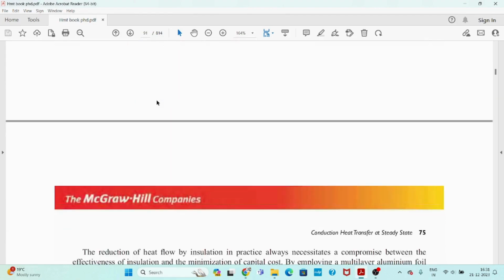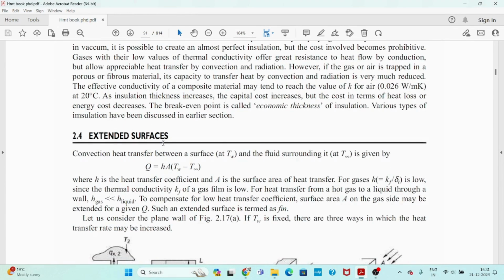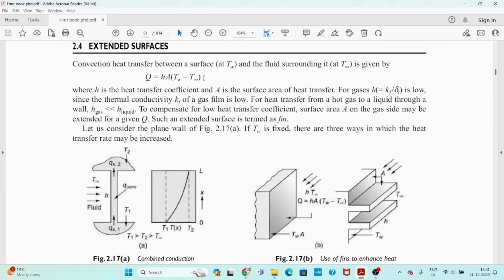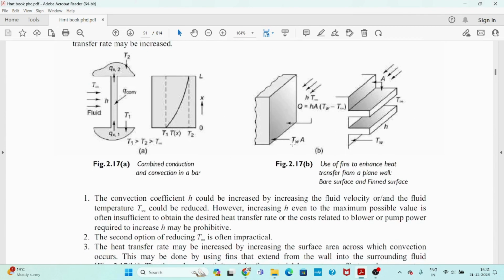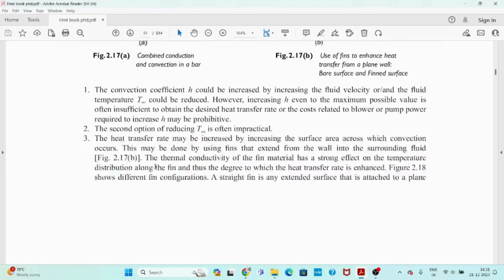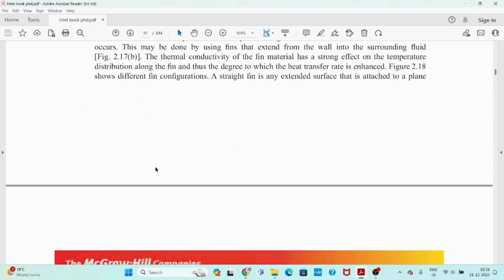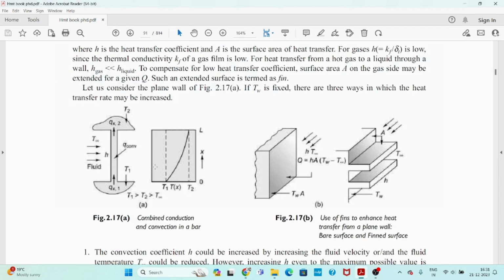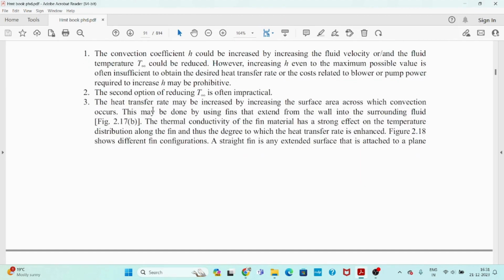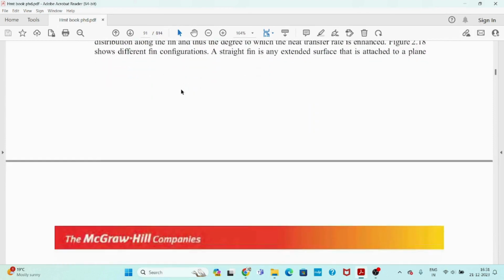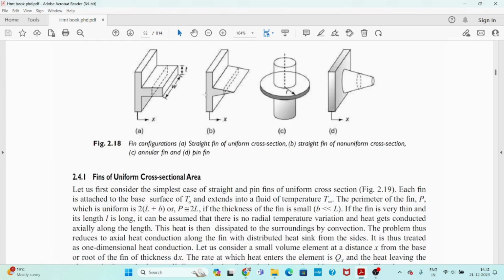So note that, and the next topic is extended surface, fin. Fins are also important. Here we have told you Fourier's law, and the type of fin you can see here. What is the use of fin, what is the definition of fin, and what are the types of fin you must know if you are planning for your exam. These are the important things you must read before going for the exam. And here are the types of fins.